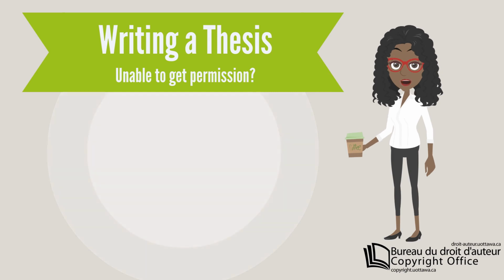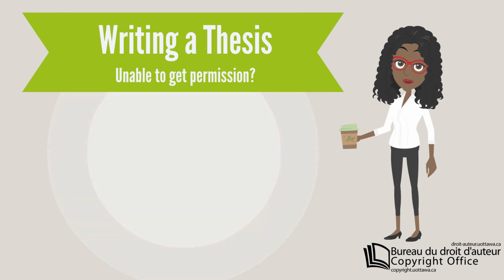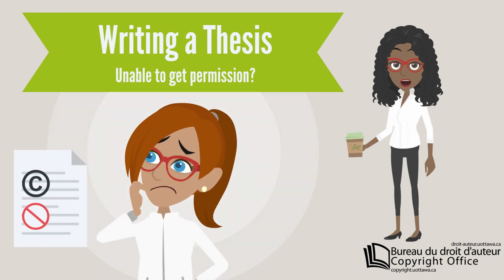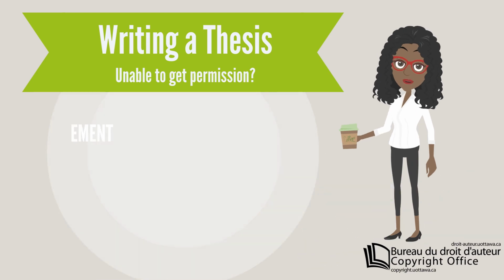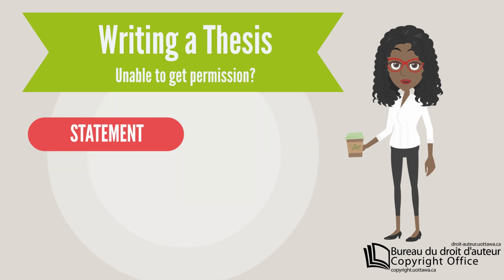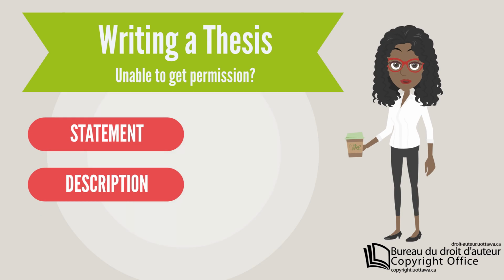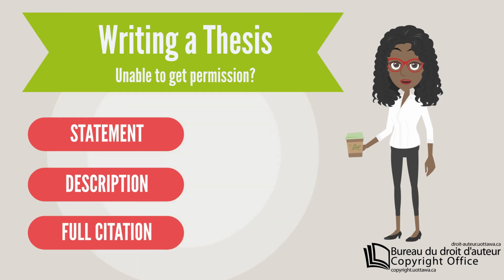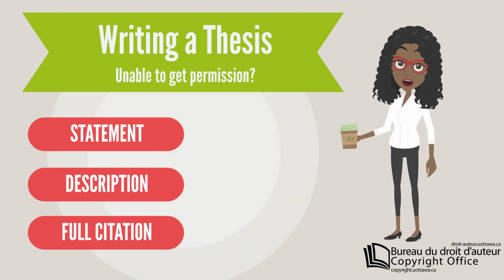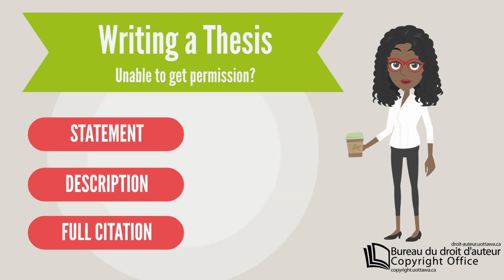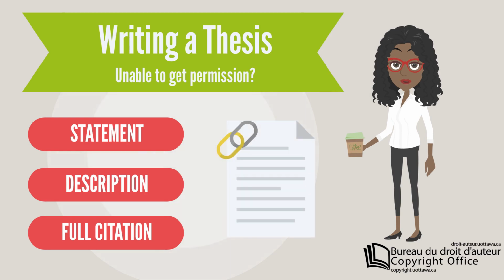So let's say your use of copyright-protected material is not covered under fair dealing, and you're unable to obtain permission, or there's an unreasonable charge for obtaining permission. In this case, you can remove the copyright-protected material and leave a blank space. This space must contain the following: a statement that the material has been removed because of copyright restrictions, a description of the material and the information it contained, and a full citation of the original source of the material. This short summary of the material is important and provides the reader with a chance to follow your argument without looking up the original source. However, if possible, including a link to an online source is still advisable.